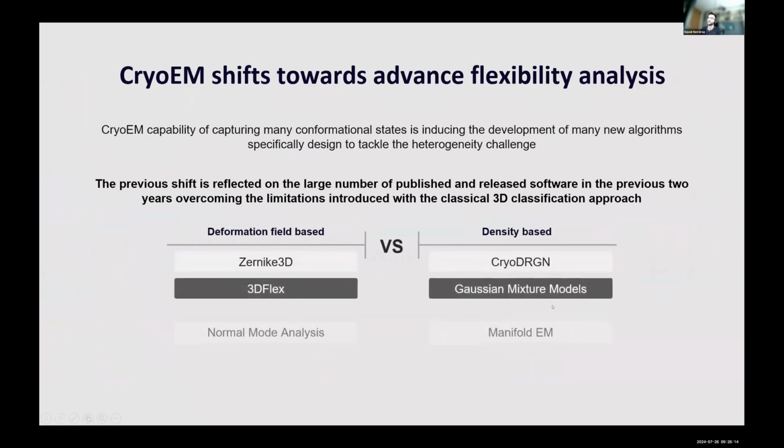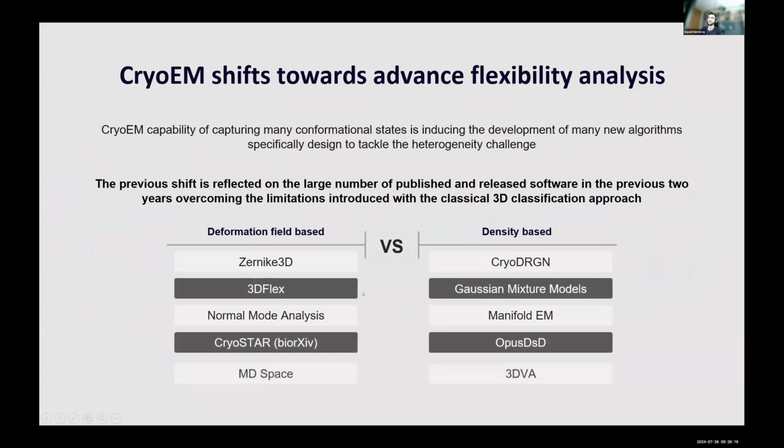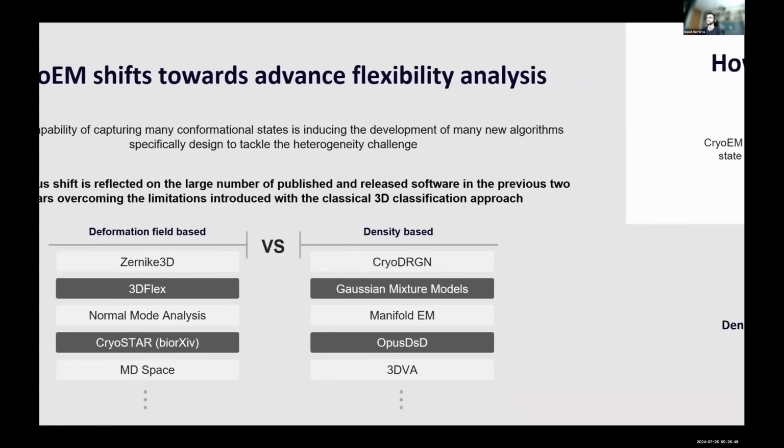There are many different methods coming out, like Sarnike 3D, CryoDragon, 3D Flex from CryoSPARC, Opus DSD, CryoStar, which used to be a bioRxiv preprint and I think is now already a published method. Well, many different methods, and many other methods I have not listed here because I didn't have space in the slide. So really, this is a very hot topic, and the idea is, okay, we have software, but how can we use it, and in which cases should we use one software or another program? This is what I would like to discuss in this presentation.